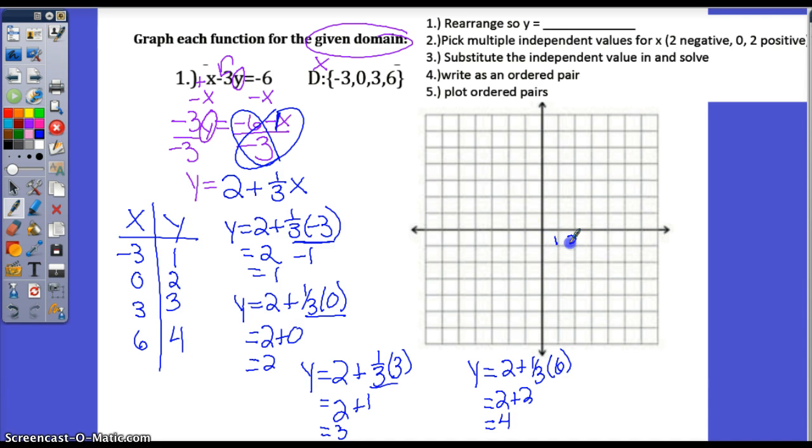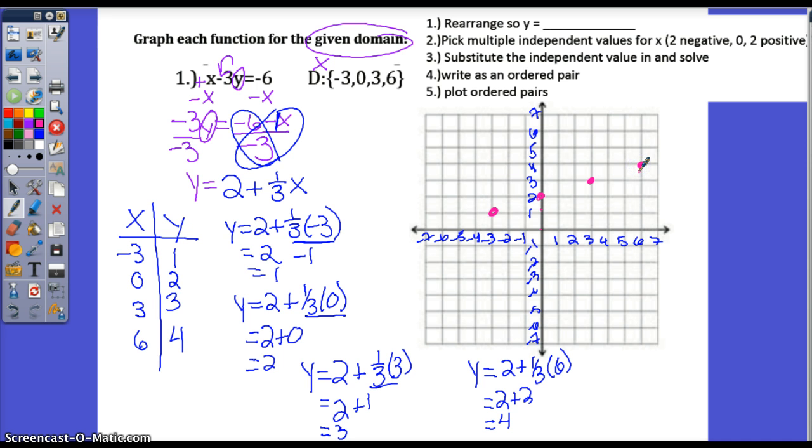Negative 3, so I'm going to put my 1, 2, 3, 4, 5, 6, 7. Negative 1, negative 2, negative 3, negative 4, negative 5, negative 6, negative 7. So we have negative 3, 1, 2, 3, up 1. So negative 3, 1 is right here. Then 0, 2, and 3, 3, up 1, 2, 3. And 6, 4: 6, up to 4.